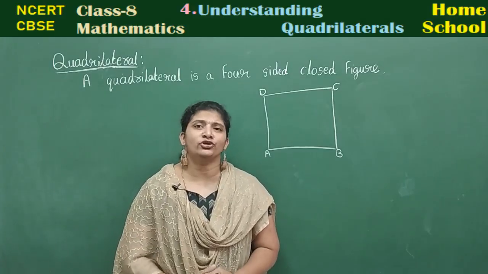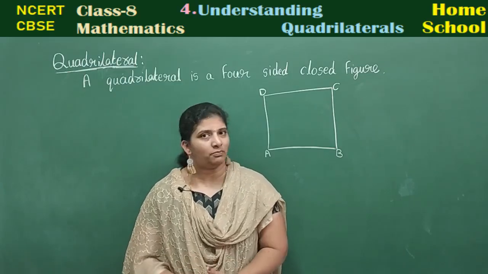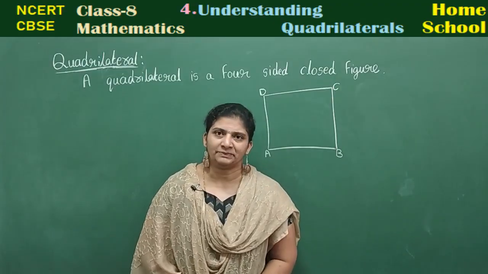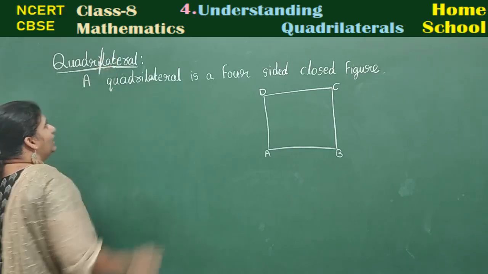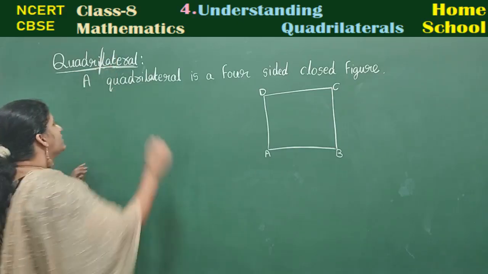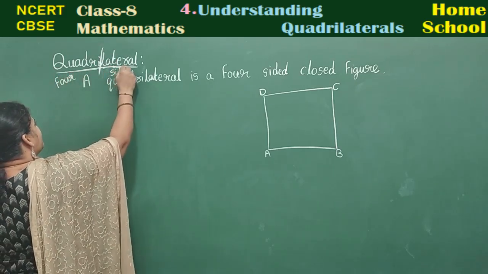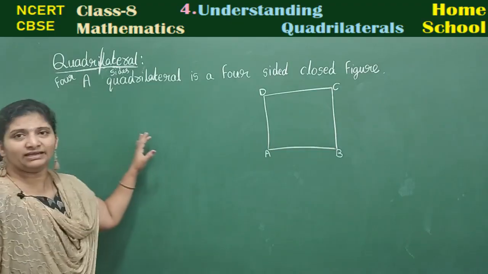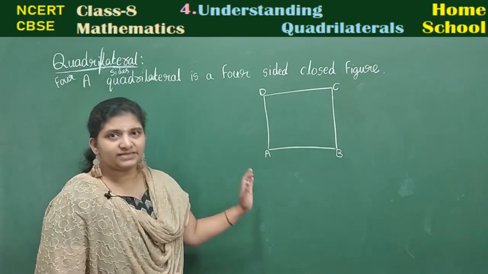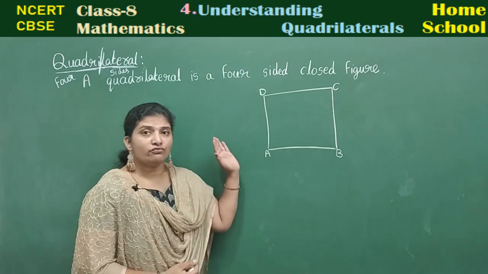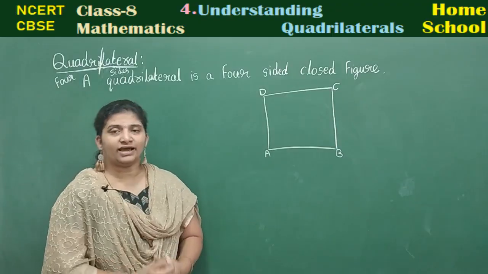In this session, we are going to discuss what a quadrilateral is, what the types of quadrilaterals are, and their properties. What is a quadrilateral? From the name itself, we can split it as quadri-lateral. Quadri means 4. Lateral means sides. 4 sides. A quadrilateral is a 4-sided closed figure. It is closed with line segments. How many line segments? 4 line segments. A quadrilateral is a 4-sided closed figure with line segments.